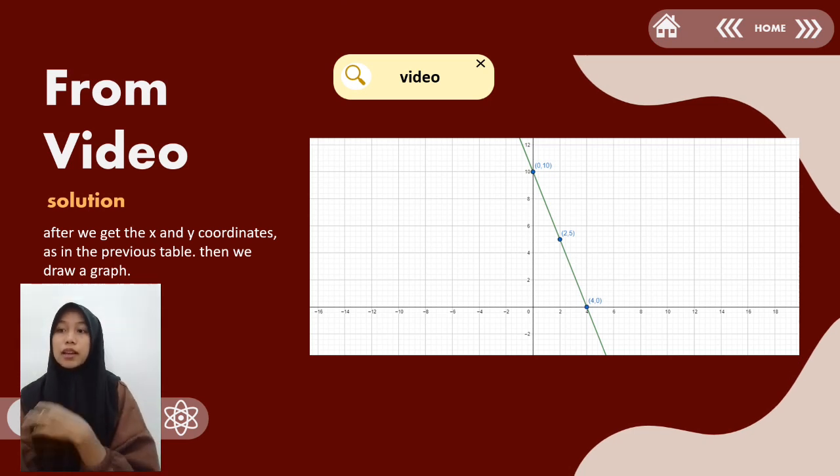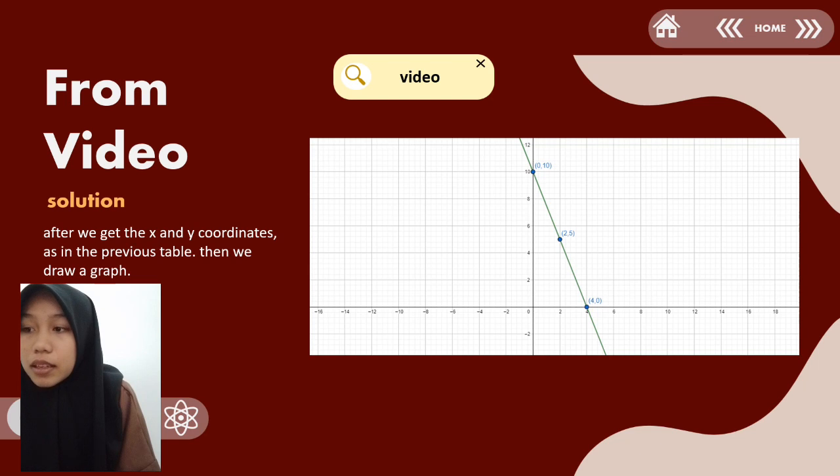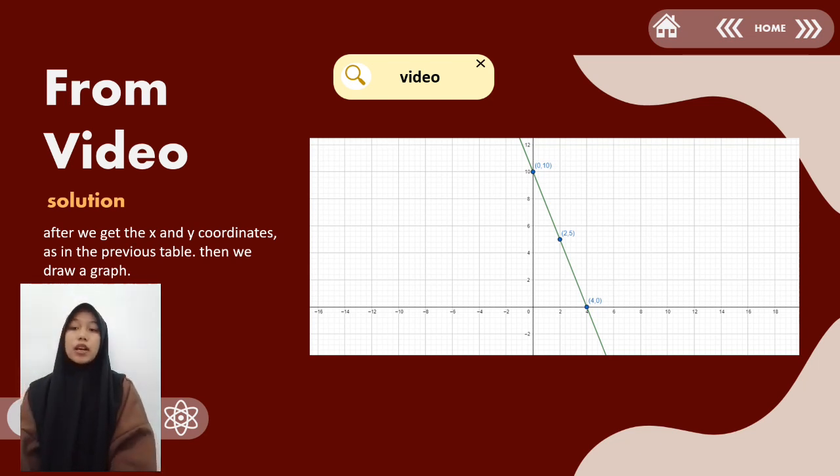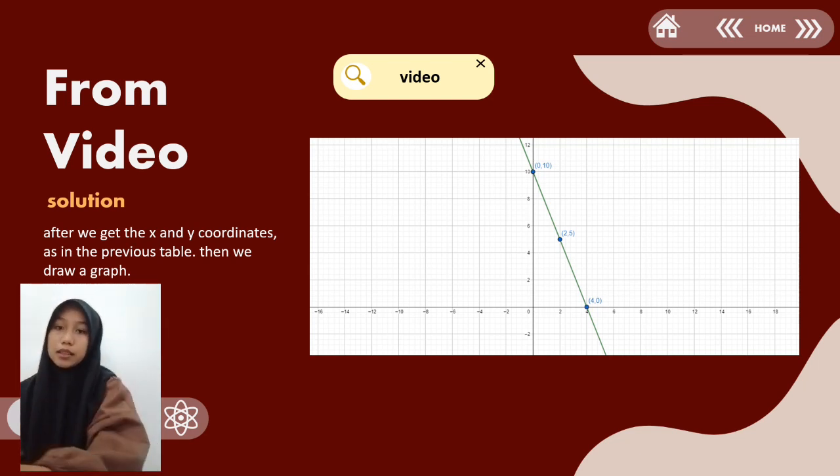After we get the x and y coordinates as in the previous table, then we draw a graph, and this is the graph.